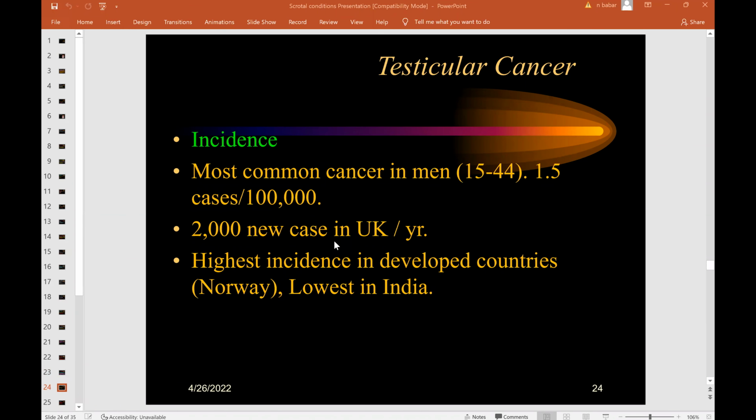Testicular cancer. It's the most common male cancer in a young age group, 15 to 45. 1.5 cases per 100,000. There are generally 2,000 new cases recorded in the UK of testicular cancer per year. Highest incidence is in developed countries such as Norway, lowest in India, but it's questionable if all cases are diagnosed in developing countries.